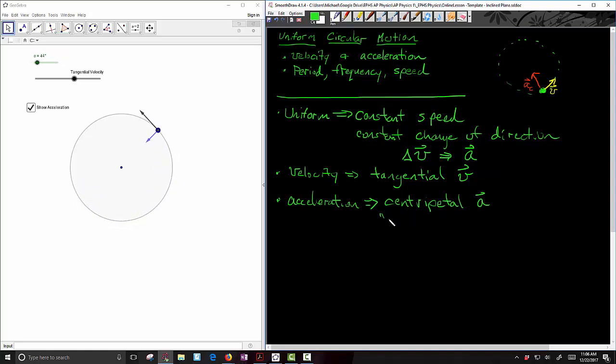So this is center seeking. It's always pointed towards the middle. We just put a little C on it, which means that it's centripetal acceleration.